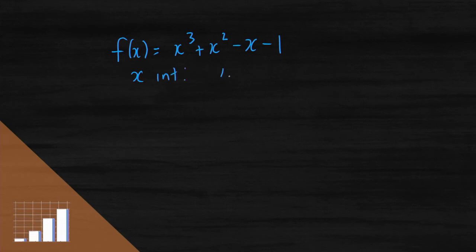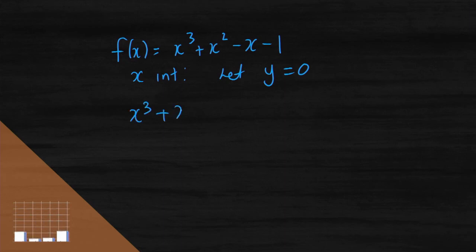So I'm going to say let y equals 0. So I get x cubed plus x squared minus x minus 1 is equal to 0. So why did I say grouping?